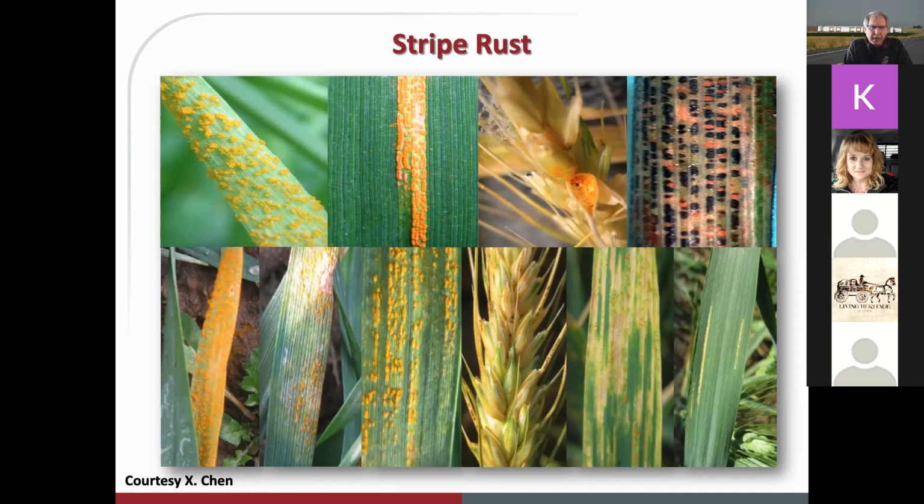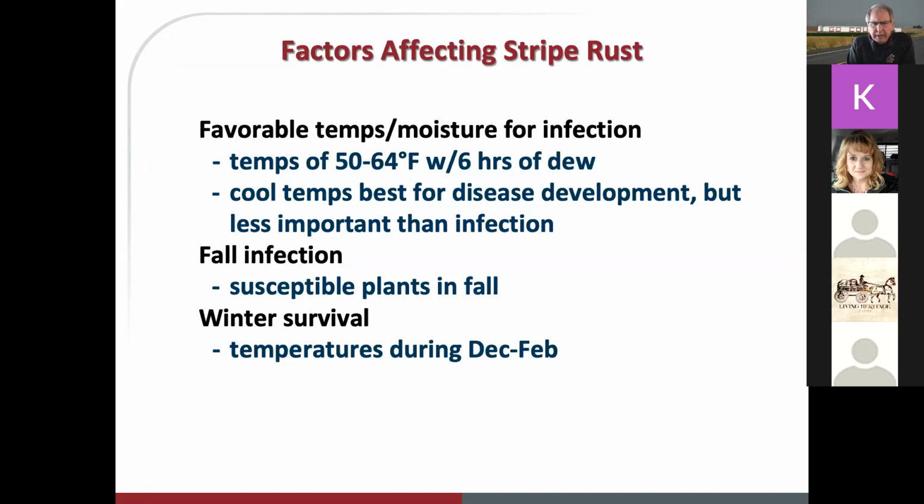When we think about the factors that affect stripe rust, we think first about temperature and moisture, the two most important factors. Temperatures in the range of 50 to 64 degrees Fahrenheit with about 6 hours of dew are optimal for infection by this fungus. Cool temperatures are good for disease development, that 50 to 64, even warmer. But once infection has occurred, the temperature is less important, until it gets up into about 90 degrees Fahrenheit. Once the temperatures get into the 90 degree range, then the disease really doesn't develop very rapidly.